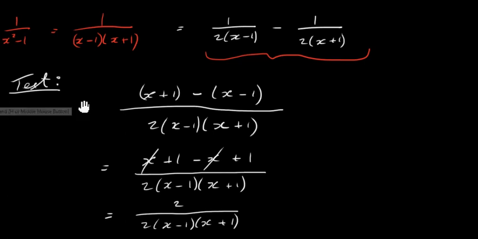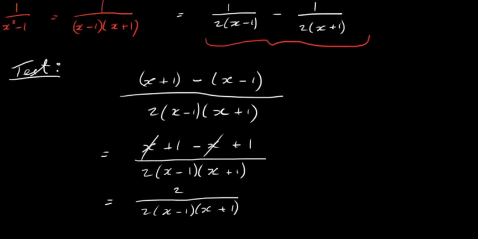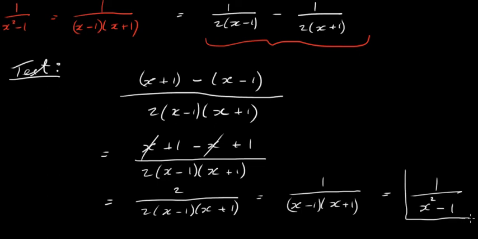Let's move this up a little bit. What I can do now is divide this 2 into this 2 here. So we end up with 1 over x minus 1 times x plus 1, and finally our denominator is the difference of two squares, so it's x squared minus 1. So this here is what we end up with if we add these two fractions here.